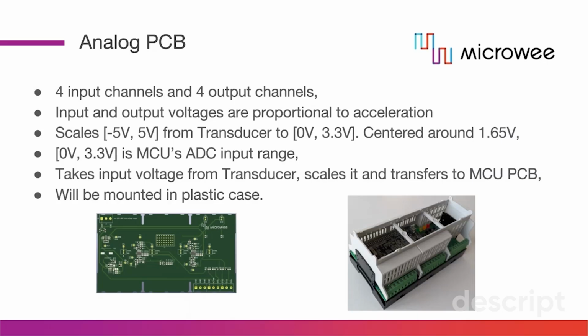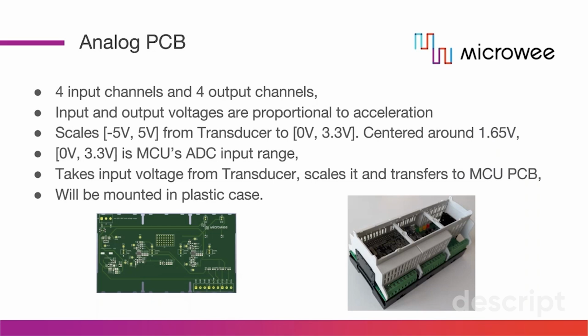Now we can talk a little bit about our analog PCB. It has 4 input channels and 4 output channels for the 4 vibration sensors in our system. We assume that its input and output voltages are proportional to the acceleration measured. Its main function is to scale down the industry standard -5 to 5 volts to 0 to 3.3 volts. The 3.3 volt range is centered about 1.65 volts, and that represents the input range of the ADC on our host board. Here we are mentioning a voltage range of ±5 volts, and that is the industry standard for vibration sensors. We designed our system in accordance with that.